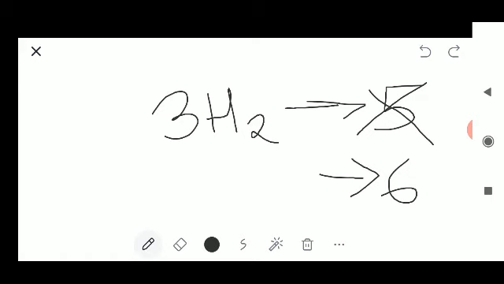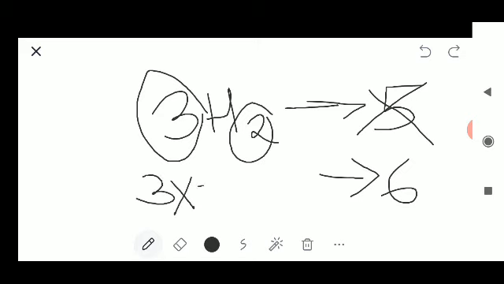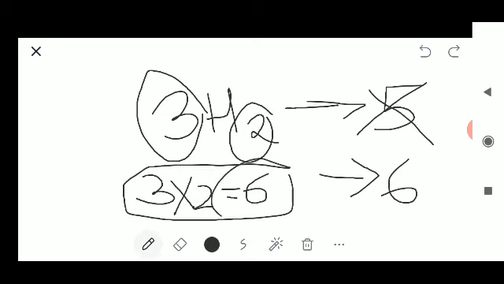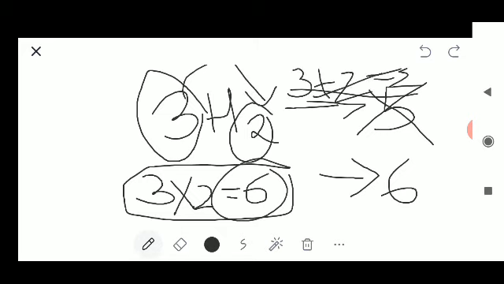How we came to know it is 6 hydrogen atoms is very simple, guys. You need to multiply these numbers. If we multiply these numbers, 3 twos are 6. So 6 is the total number of hydrogen atoms present. You should not add the numbers and say it is 5. We have to take the product, or we have to multiply.